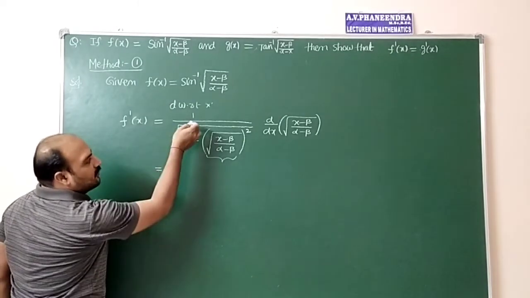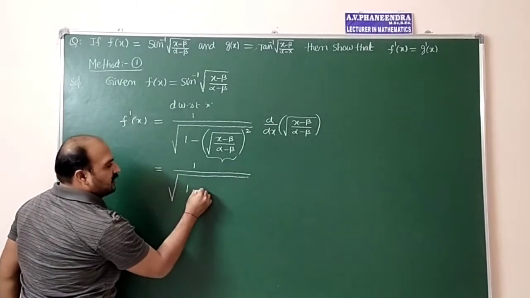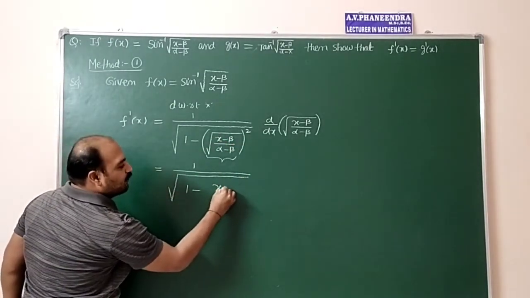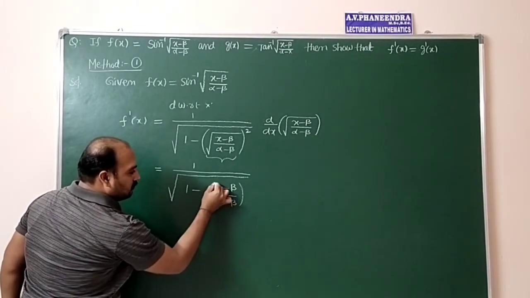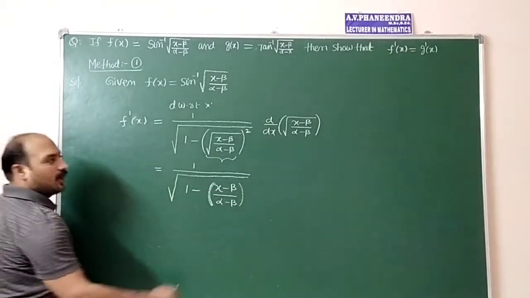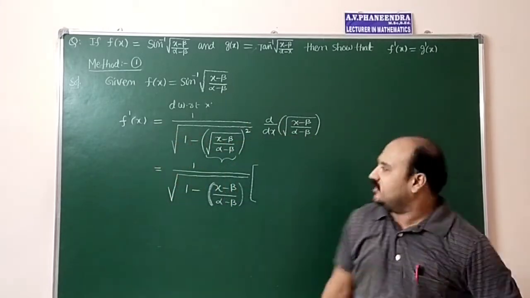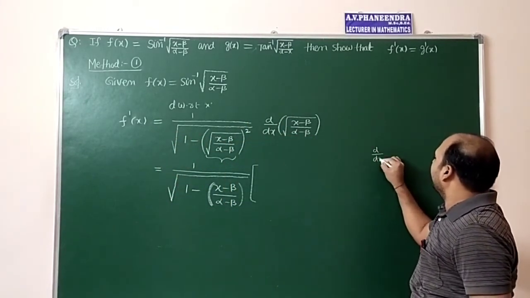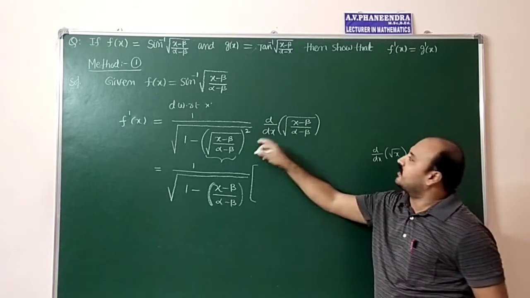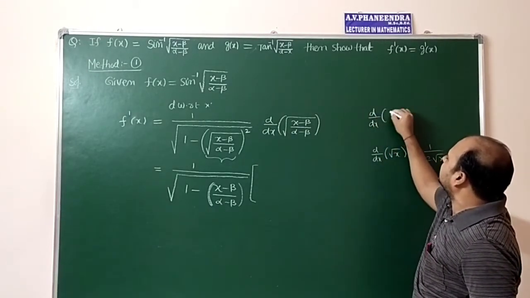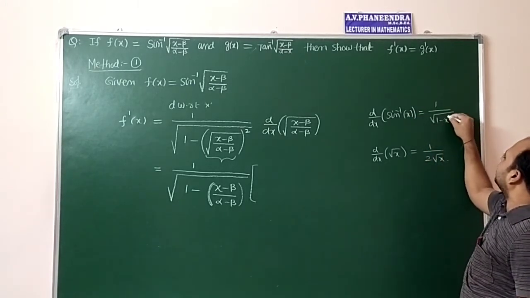Now, we have to simplify this step. 1 divided by square root of 1 minus, root and square will be cancelled, x minus beta divided by alpha minus beta, into, it is in the form of d by dx of root x. We know that d by dx of root x is 1 by 2 root x. Here also we applied that d by dx of sin inverse x is 1 by square root of 1 minus x square.